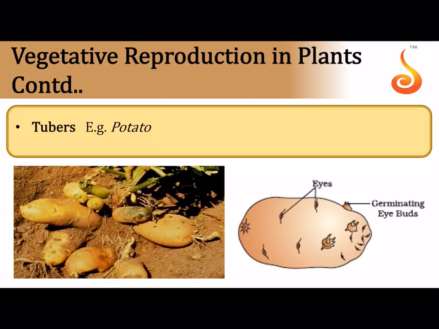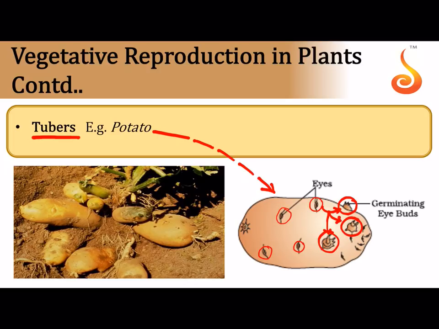Tuber of potato. Actually, the potato that we buy is meant, the plant uses it to store food. It's called a tuber. And see, like I told you, if you put aside the potato for some time, you can see these eyes on the potato. See, these eyes are nothing but the buds which have the ability to grow. See, the bud has started germinating here. So this is the example for tuber of potato.